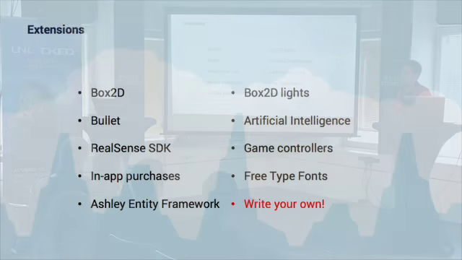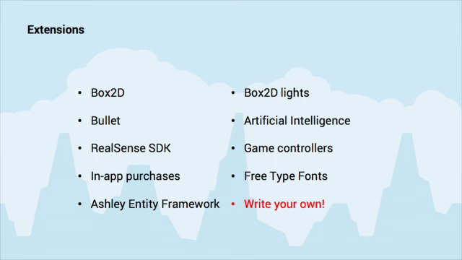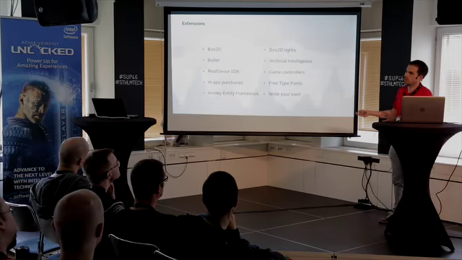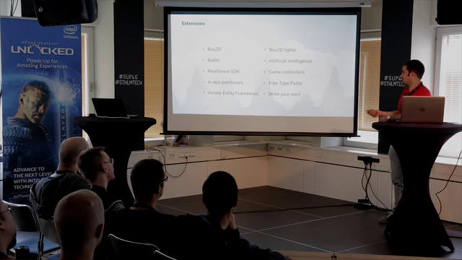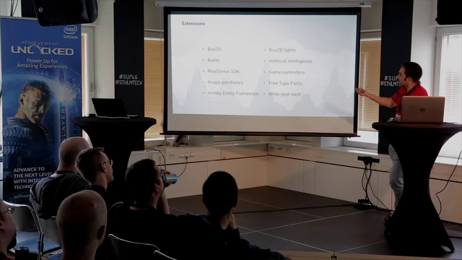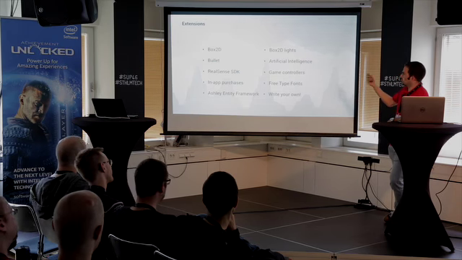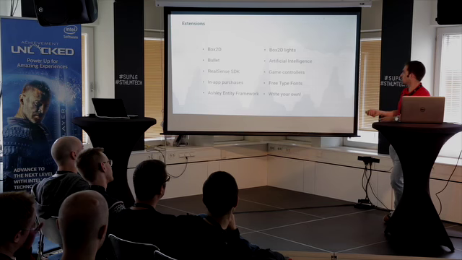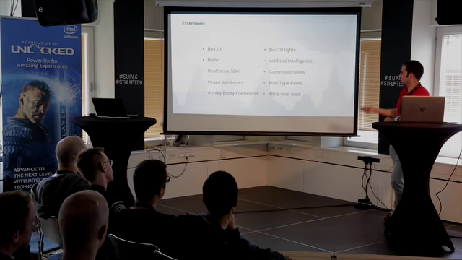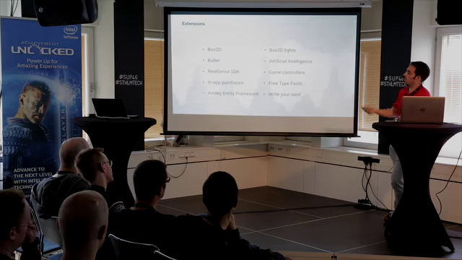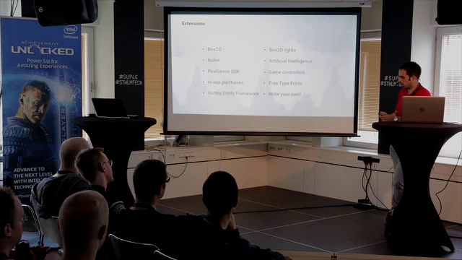LibGDX supports a bunch of extensions, so people contribute their own libraries, and maybe they don't make it into the core, but they come as part of third-party libraries, and some of them you can select from the setup tool. So Box2D is a third-party library. Box2D Lights is for dynamic 2D lighting, which is quite cool. There's an AI third-party library as well, for game controllers, for FreeType fonts, things like that, and you can write your own. There's one for in-app purchases, so that could be quite useful.